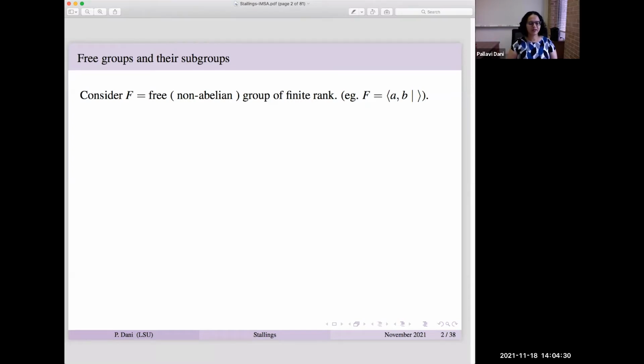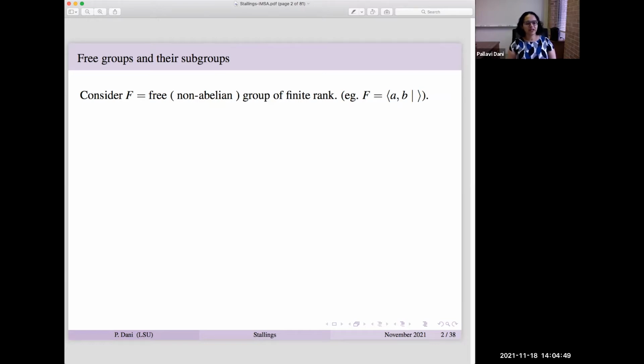And this kind of revolutionized how people thought about these things that were previously thought of as combinatorial questions. And then it led to many generalizations. So I'm going to start by just talking about the free group version. Okay, so free groups and their subgroups.